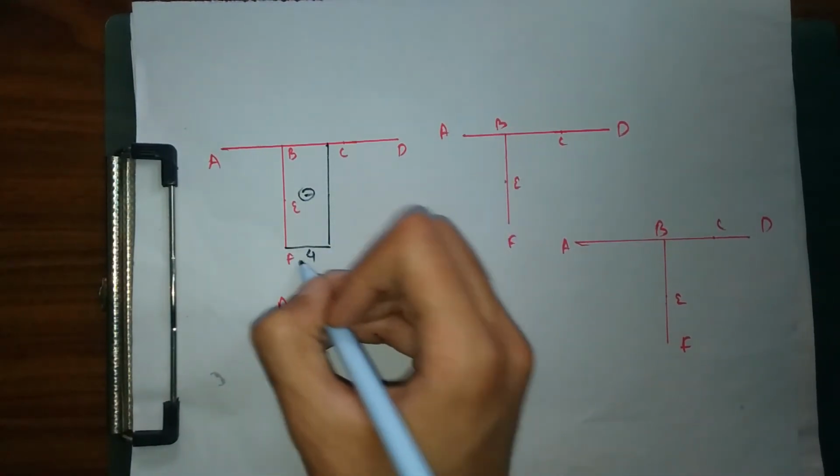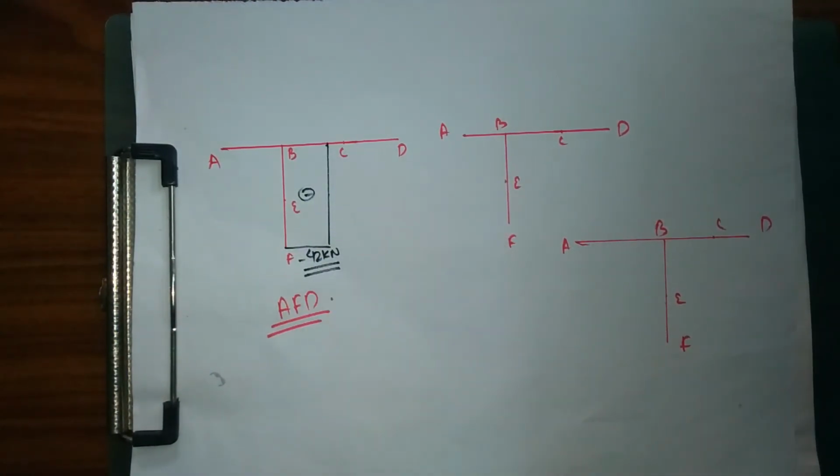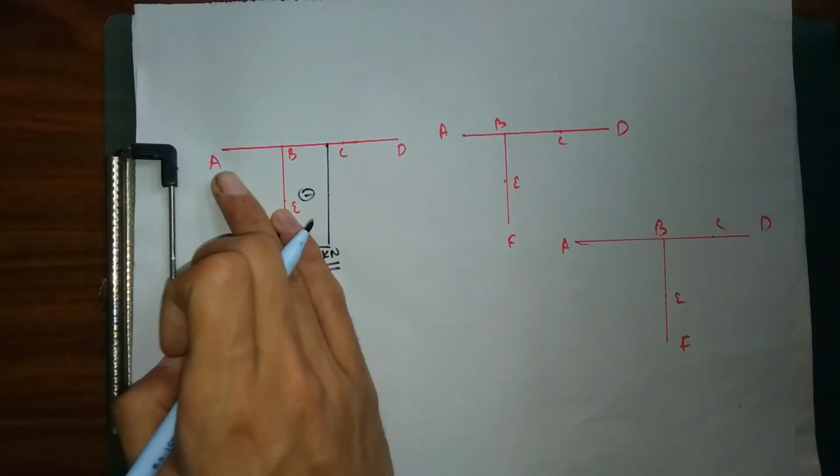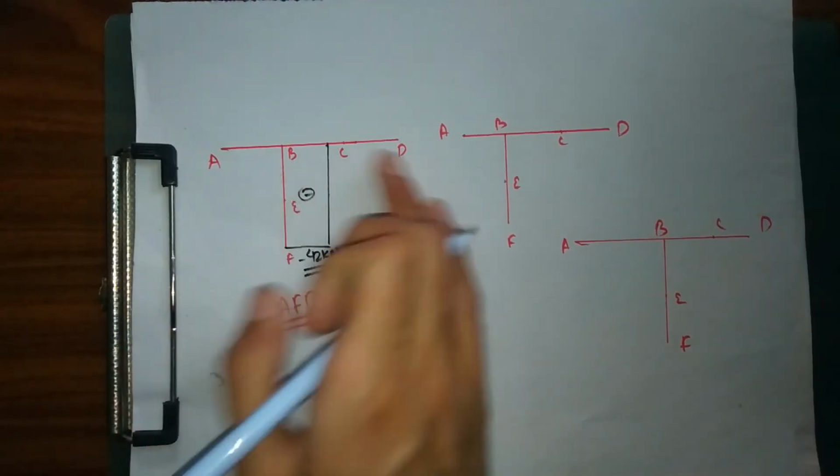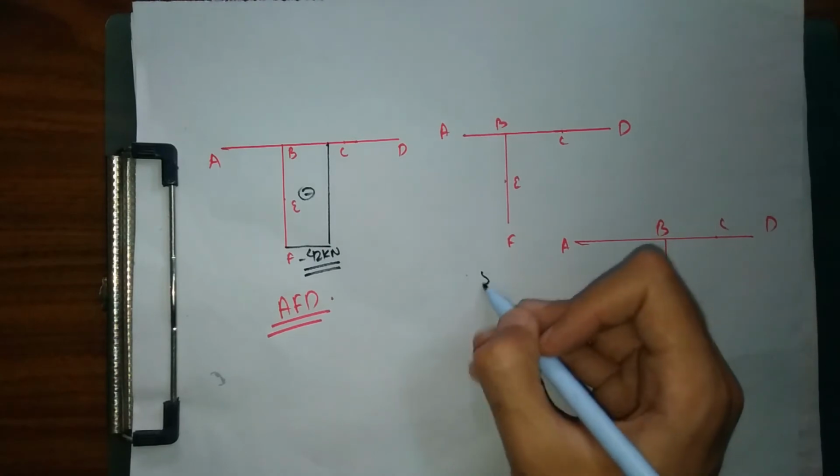Negative, this is minus 42 kilonewton. My axial force diagram is complete because my axial force about AB and BD members is 0. So next, this is my shear force diagram.